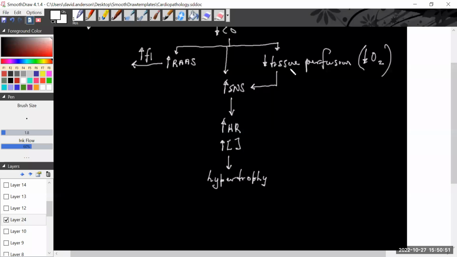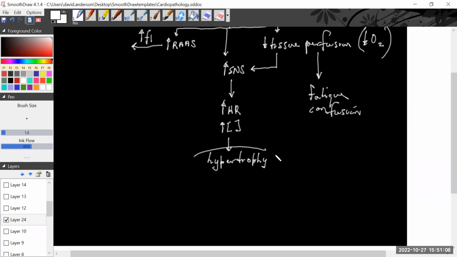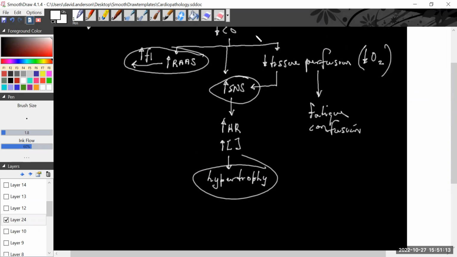With our decrease in tissue perfusion, we get decreased oxygen delivery to the tissues. That's where our fatigue and our confusion comes from. So we said hypertrophy, we said an increase in sympathetic, and our renal.